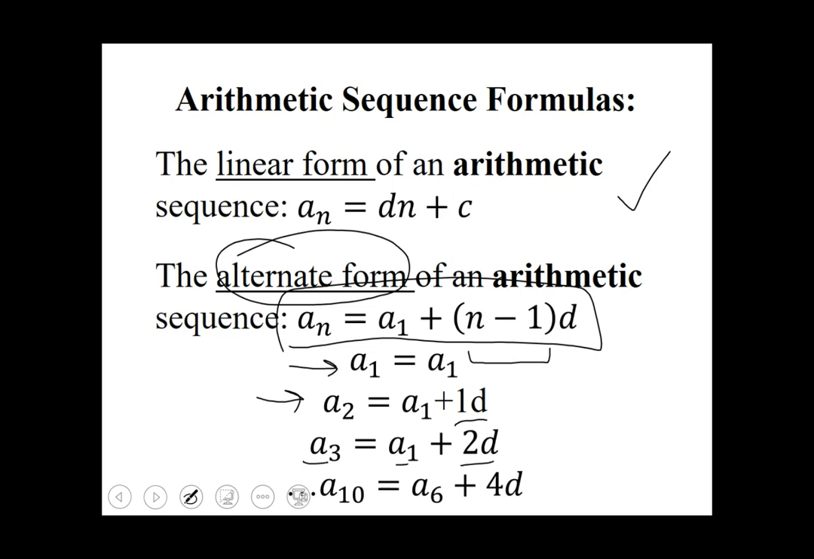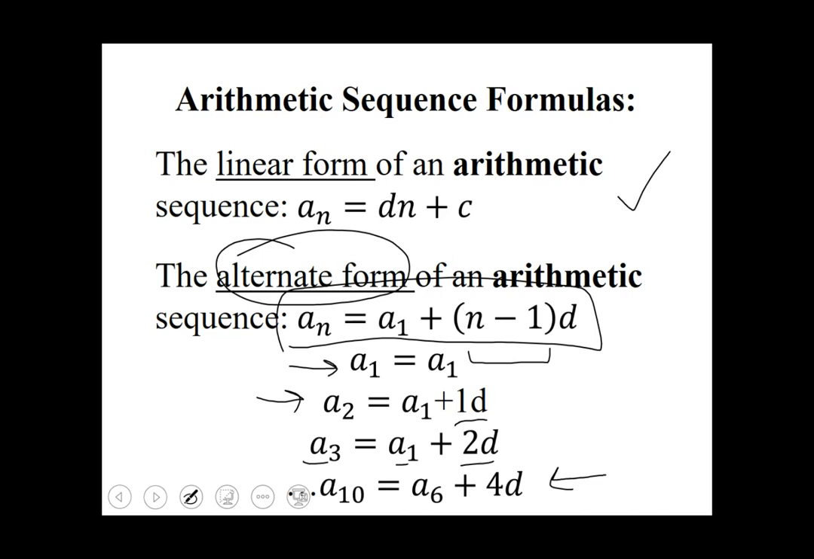Notice that you do not always have to use a sub 1. You can, in fact, relate any values. So let's say you wanted to relate the 10th value and the 6th value. There are exactly 4 common differences between 6 and 10, so you'd be able to use this alternate form as well. Both of these versions have their place.